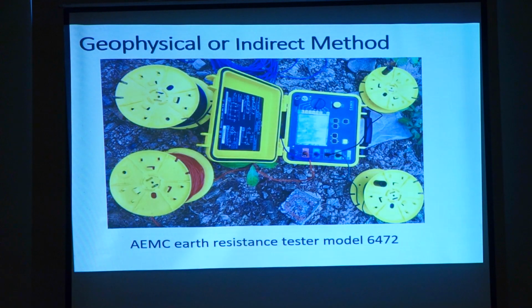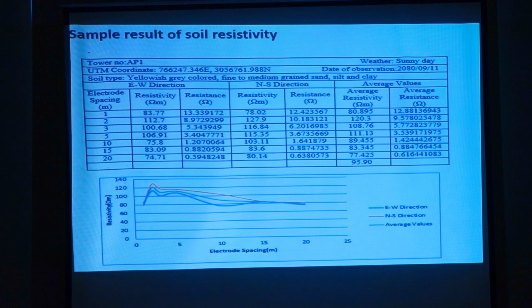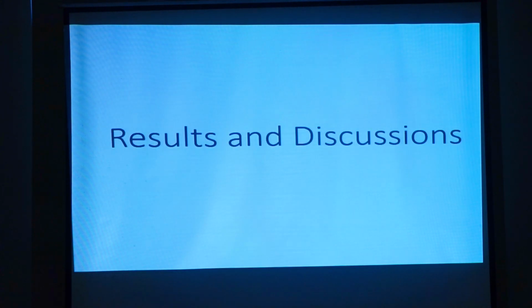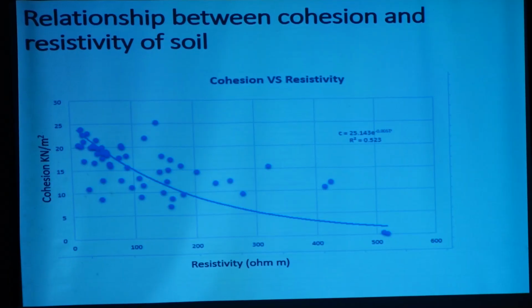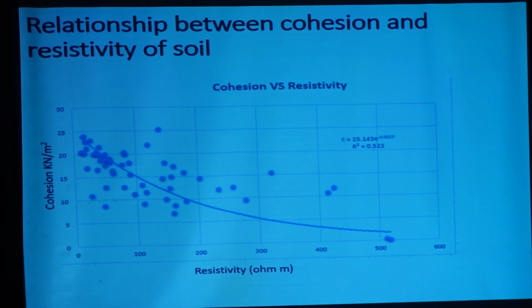Now I move to the indirect method, the geophysical method to calculate the resistivity of soil. I have used the AEMC test model 6472, and the Wenner-Schlumberger arrangement to acquire the field data. This is the sample result. We used two directions, north-south and east-west, to carry out the resistivity measurement of the soil, and the averaged value is adopted for the analysis. Now, with this value, we can correlate and calculate the other unknown parameters.